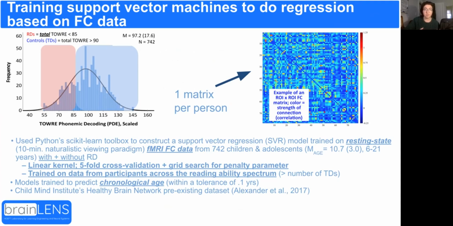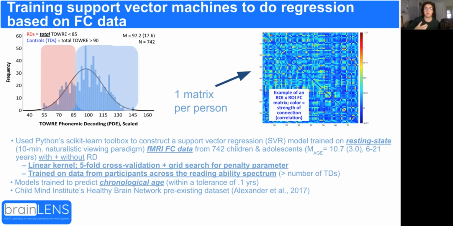The full set of participants these models were trained on could either be RDs, who had scaled scores from the Test of Word Reading Efficiency, or TOWRE, that fell below 85, or TDs, whose scores were above 90. All data was resting state fMRI data collected during an audiovisual movie watching paradigm from 742 children and adolescents, and it came from the publicly available Child Mind Institute Healthy Brain Network dataset.